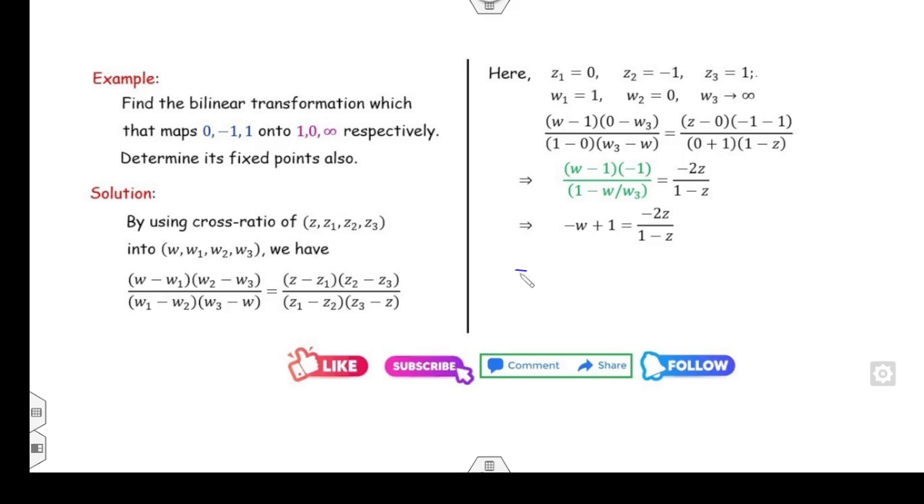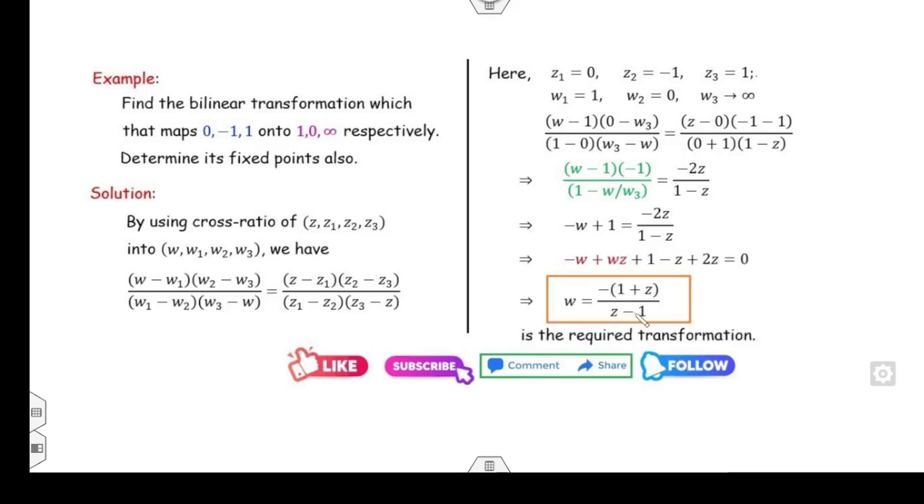Fine. Now you can find the value of W. So minus of W will be minus 2z minus 1. You can take the LCM. It is minus of 2z minus 1 plus z. So minus of W will be minus 1 minus z over 1 minus z. Now you can take the value of W. So W will be 1 plus z over 1 minus z.